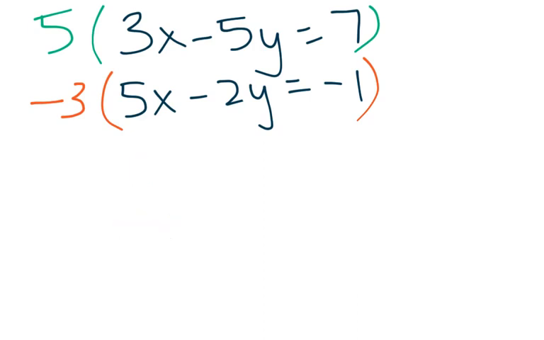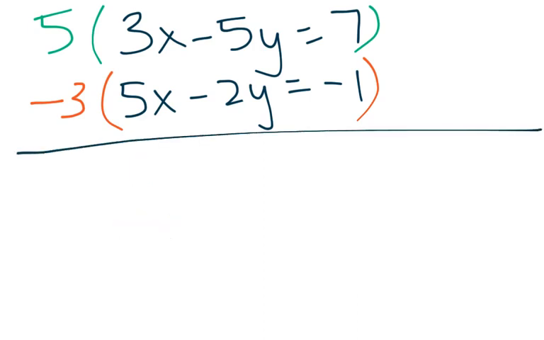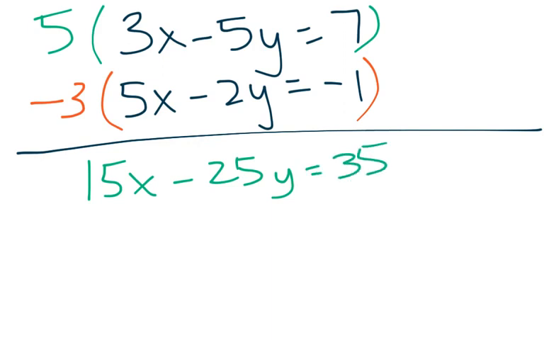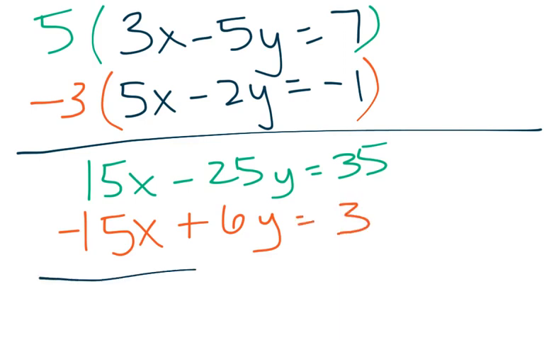So I'm just going to rewrite and color code them, that way it's a little bit easier. I'm going to multiply everything in the top equation by positive 5. So I'm going to get 15x minus 25y equals 35. And then in the second equation, I'm going to get negative 15x plus 6y, be careful there, equals positive 3. So take a minute and let's look at it, and let's make sure that you got the same thing.